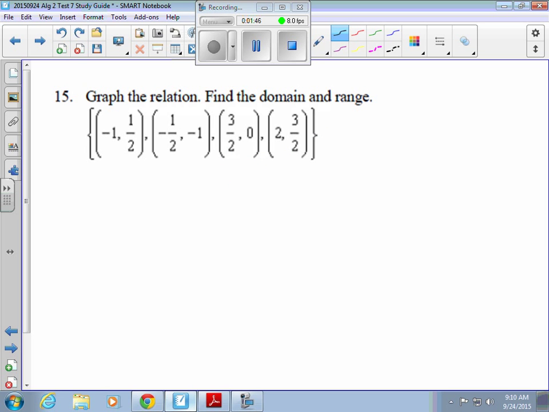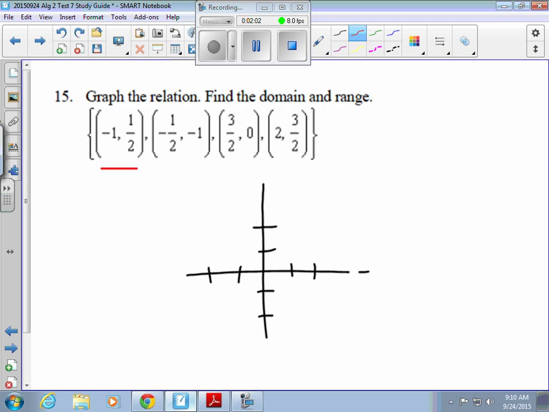Graph the relation. Find the domain and range. Okay, so the biggest number we have up here is 2. 1/2 and 3 over 2 is the same thing as 1 1/2. So we're not going to have to go past 2. So 1, 2 in each direction. 1, 2, 1, 2, 1, 2.